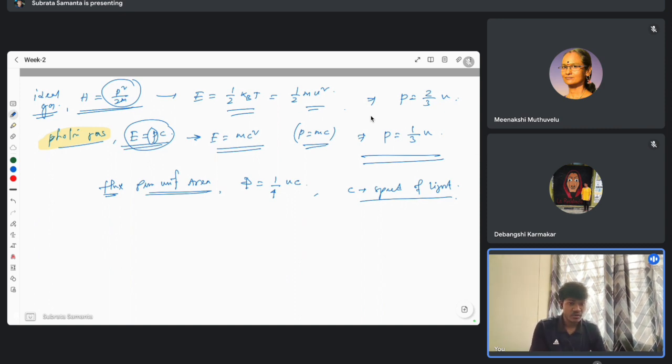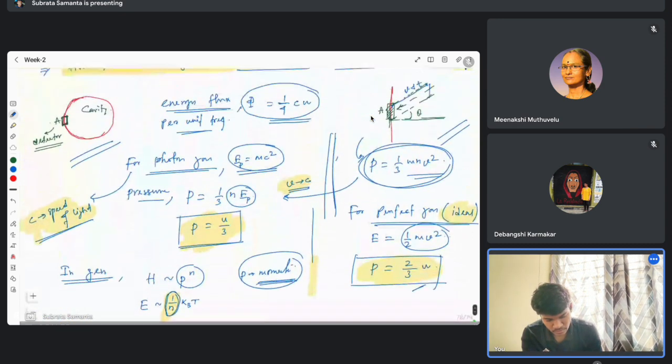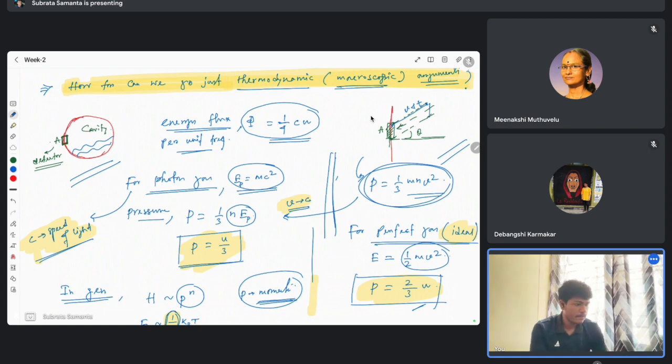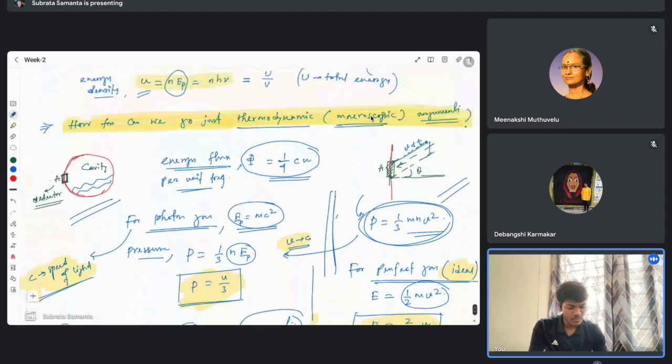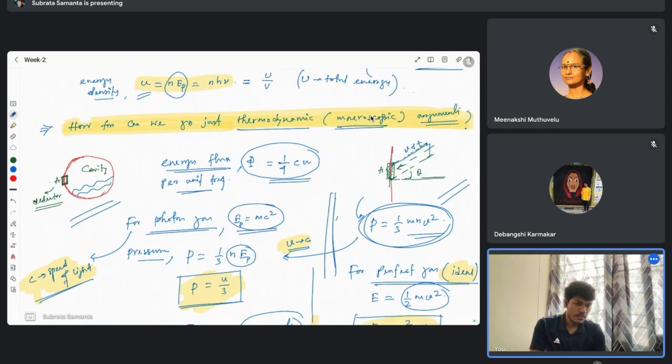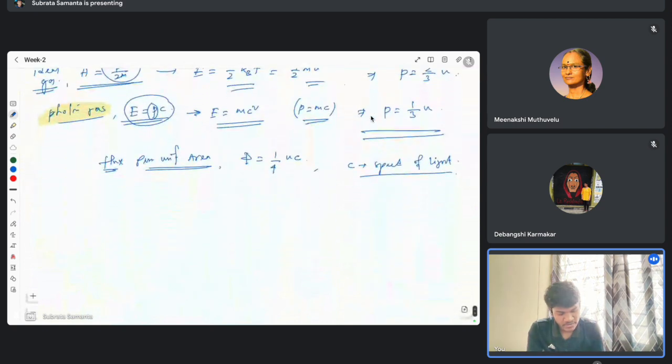So this is the flux of the photons in this container. There is radiation, and this is the flux of the photons on the walls of the container, which equals the number of photons hitting this unit area per unit time. This is the flux, so flux per unit area.